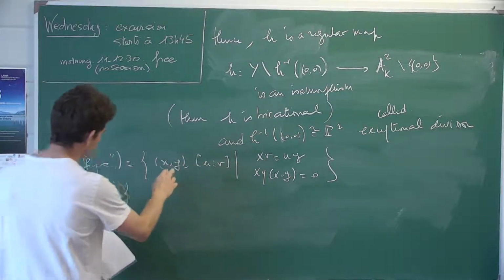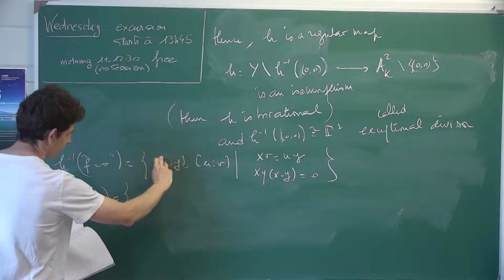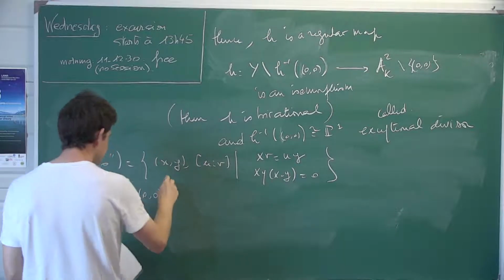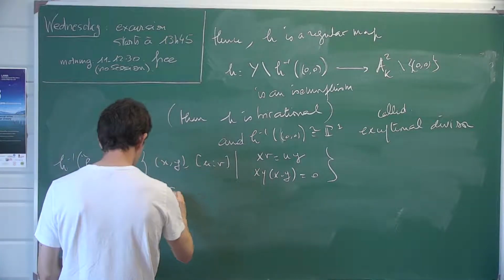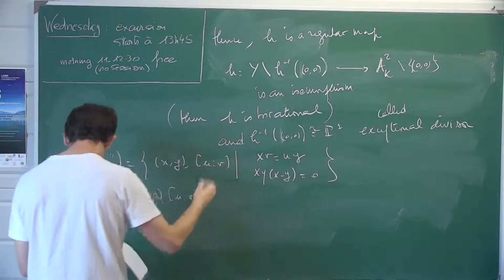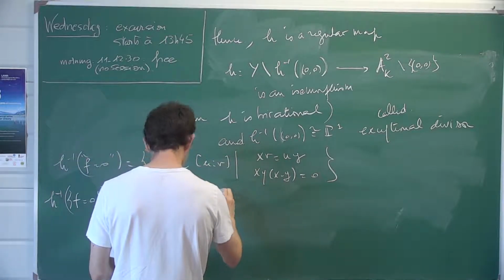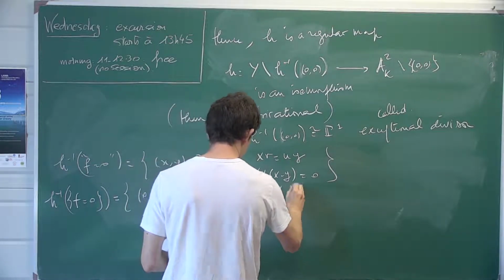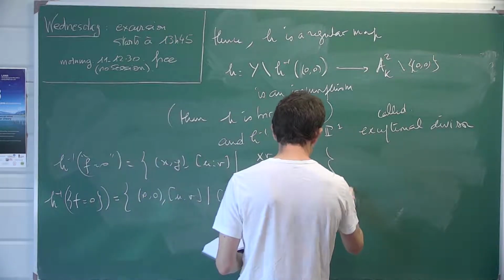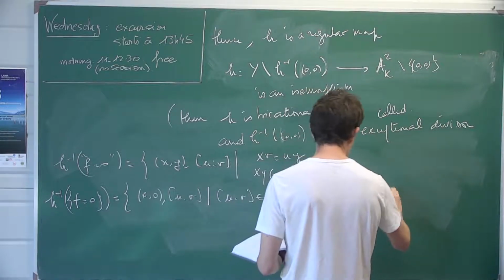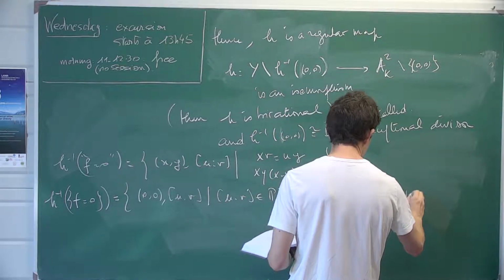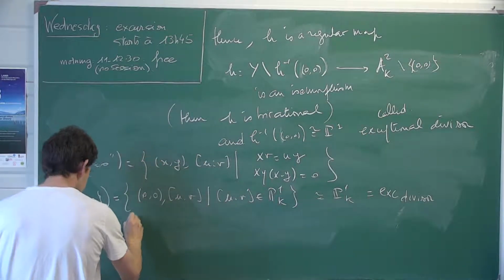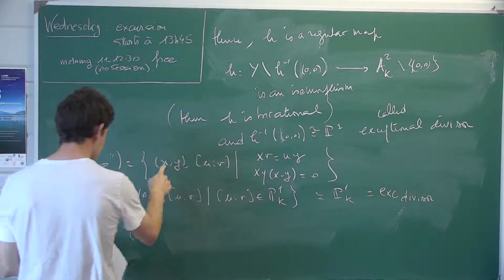So in fact, no, I will just work on that set, on x and y, but this is the same. So the first case is your point is (0, 0), and then you have the exceptional divisor. This is isomorphic to P1, and this is the exceptional divisor. Then you have the second case, union, and you assume that x is 0.